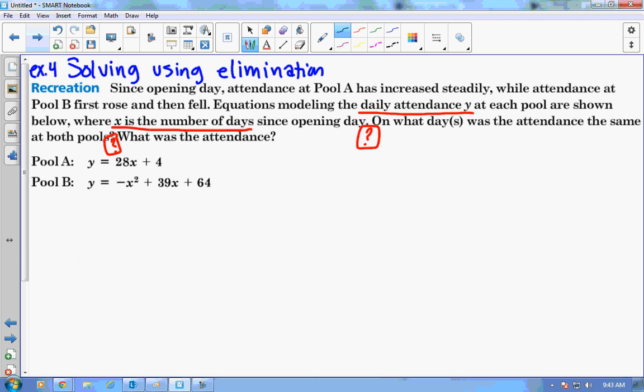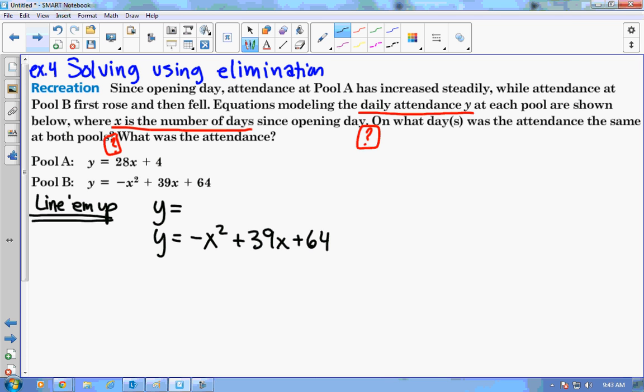This is by elimination. So make sure you have your two equations written down. The setup is to line them up vertically. First step, line them up. So I want to make sure all my like terms are lined up. The longer function is at the bottom, so I'm going to write that one first. And then I want to make sure the terms are lined up with their like terms. Where should I put 28x? Yeah, above the 39x, so that they're like terms. Where should I put the 4?